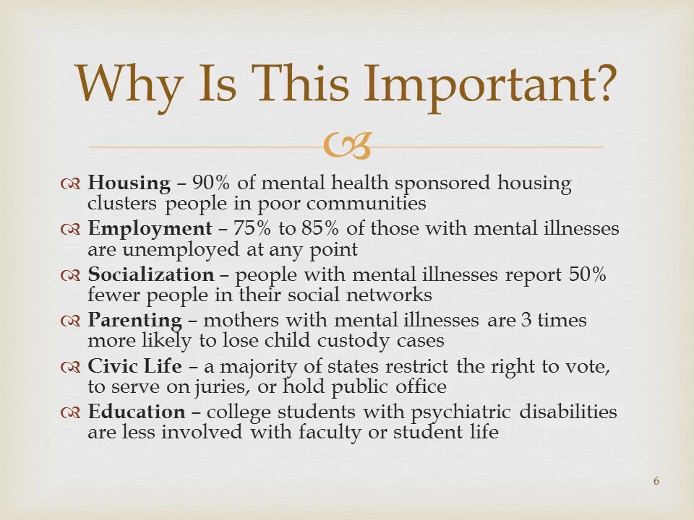Mothers with mental illnesses are 3 times more likely to lose child custody cases simply because they've been defined as a person with mental illness. The majority of states still restrict to some degree the right to vote, to serve on juries, or hold public office because of defined mental illness. And we have a great deal of research now about the degree to which college students with psychiatric disabilities wind up being less involved with faculty, less involved in student life, and experiencing the same kind of isolation that others do. I suppose it's a good question of why this is so.